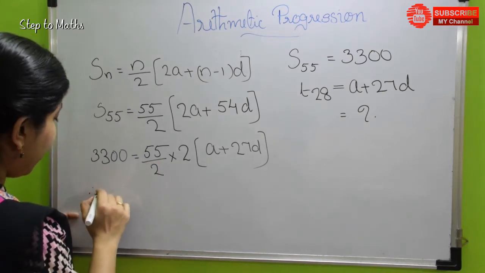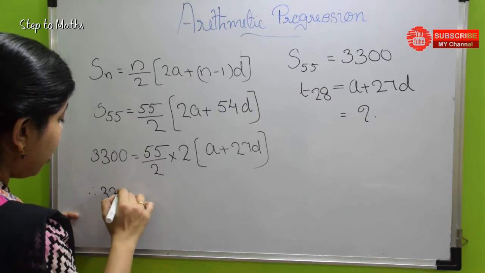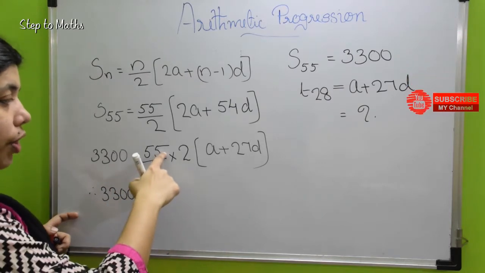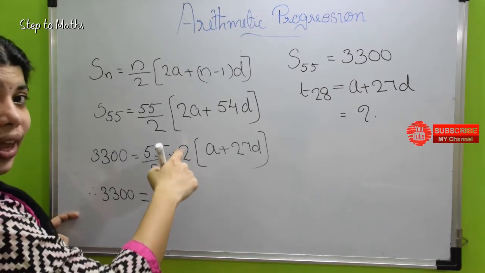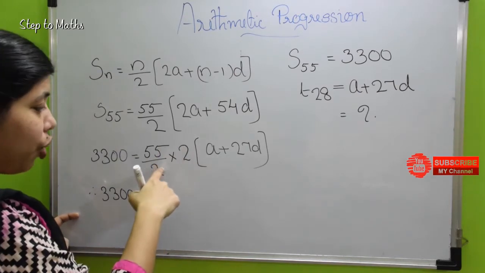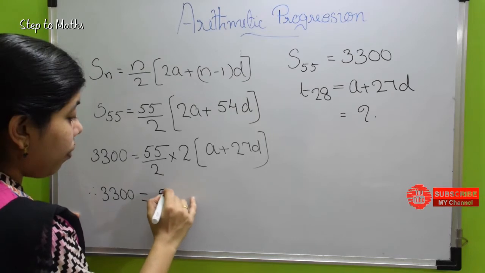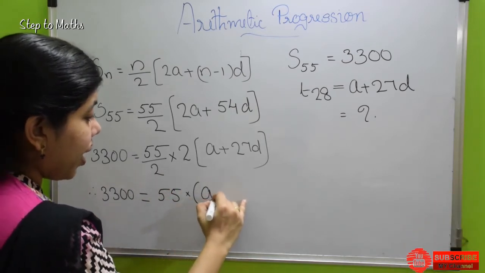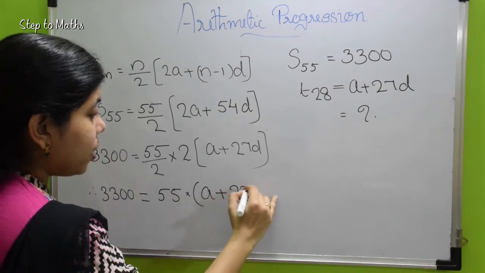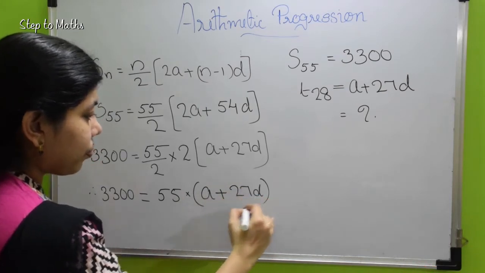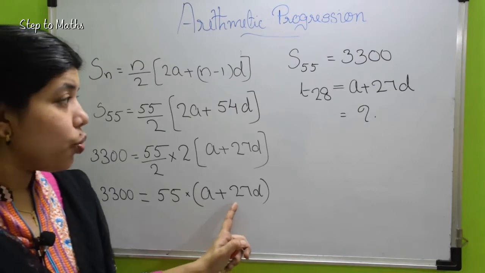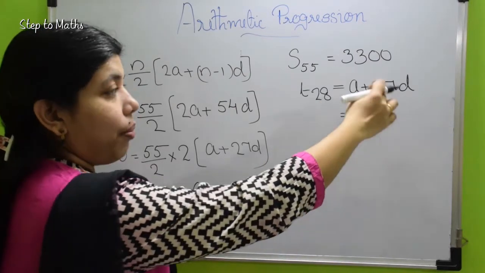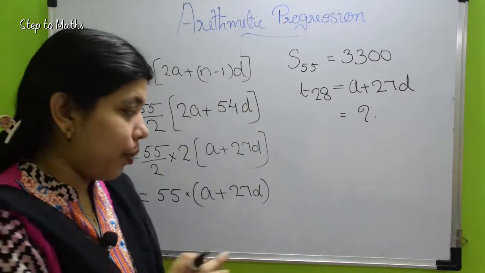So therefore we can write 3300 is equal to, if we simplify this 55 upon 2 into 2, we can cancel this 2 on numerator and denominator. So it becomes 55 into a plus 27d. This a plus 27d, that is the 28th term, and its value we have to find out.